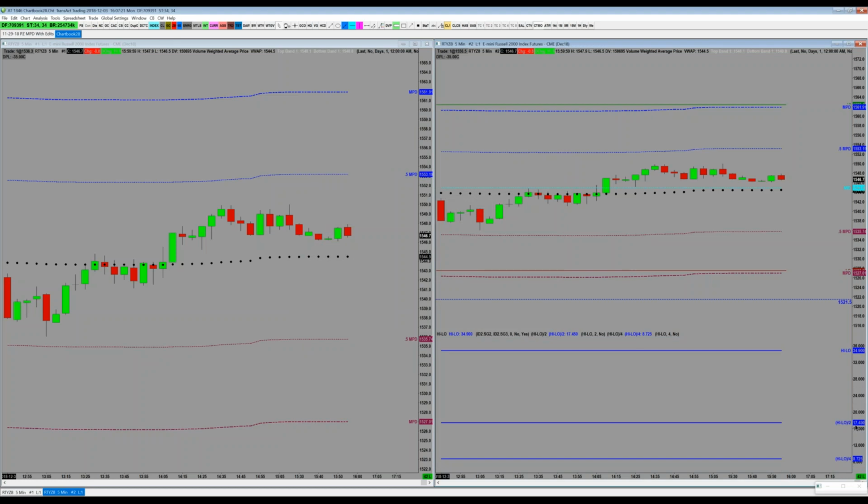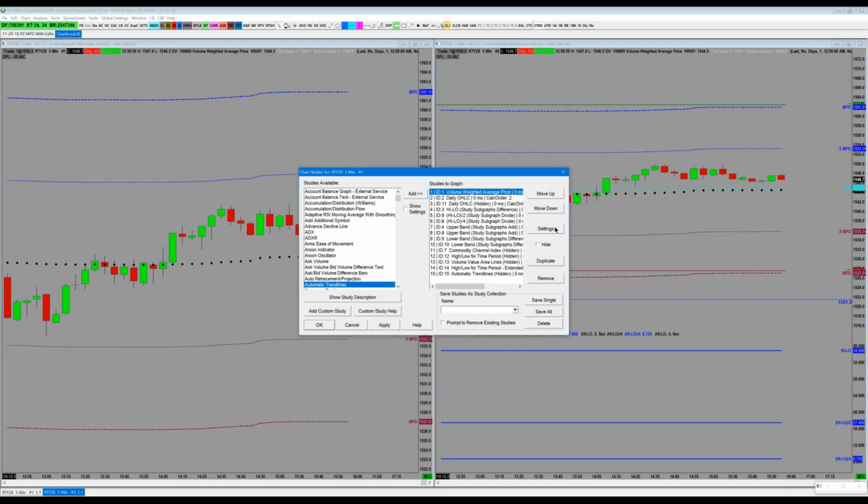Okay, so now you're starting to see, hopefully, where these values are coming from. This is the range of the session. This is the range of the session divided by 2. All right, well, if we go back to studies here, you're going to see these studies that I called upper band, lower band, and lower band.